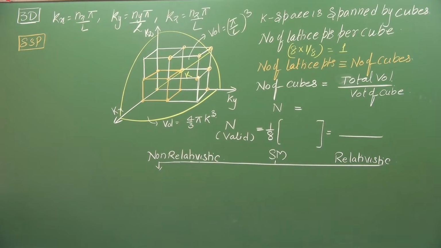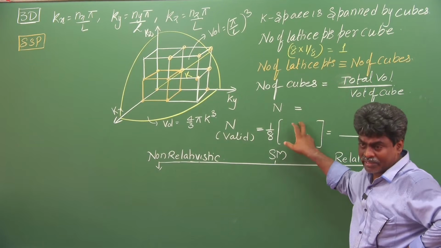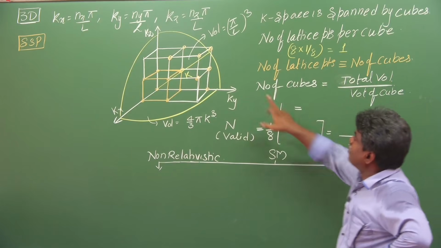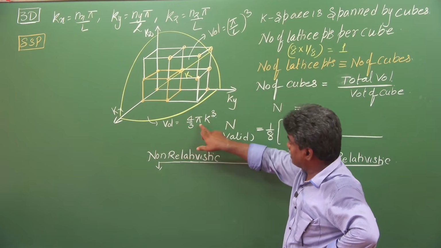Start. K space is spanned by cubes. The number of lattice points per cube equal to 1. That's why the number of lattice points equals the number of cubes. I can't count the number of lattice points, but I can count the number of cubes by using geometry. The number of cubes equal to total volume by volume of the cube. Volume of the cube is pi by L whole cube. Volume of the sphere is 4/3 pi k cube.